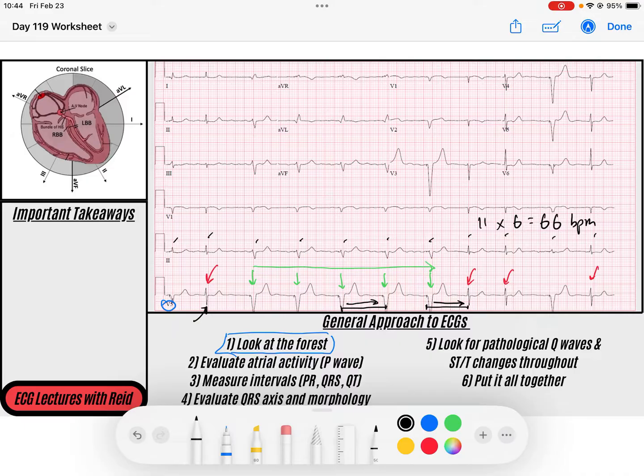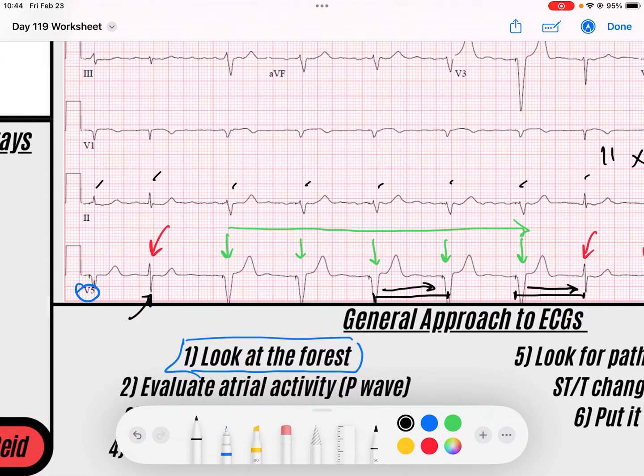Well, if you look closely at these wide complex beats, I notice that there's this little spiky deflection just before every QRS, just before every wide complex QRS. These are pacing spikes. And when a pacing spike occurs before a QRS, we know that this is a ventricular pacing spike, right? It's shocking the ventricles, and the ventricles are depolarizing from that point on, creating this wide complex QRS. Why does it create a wide complex QRS?